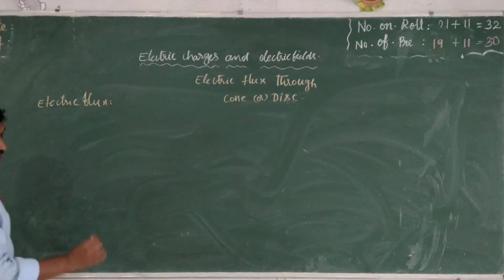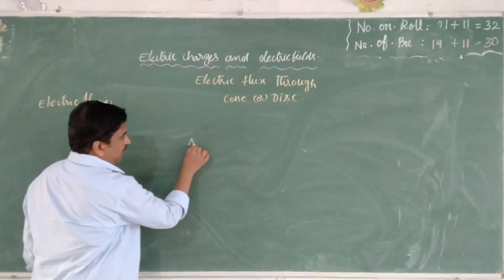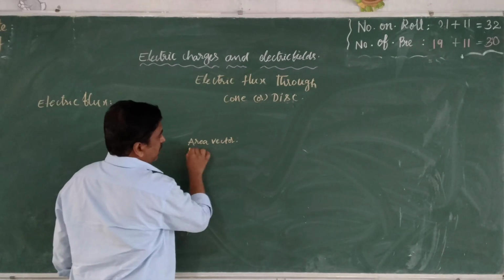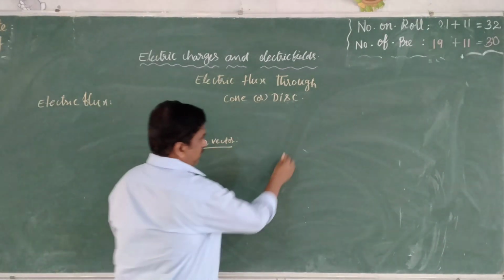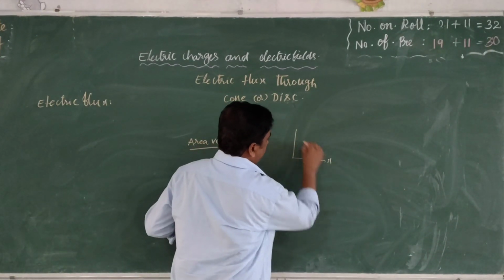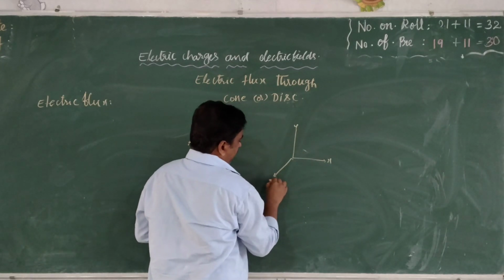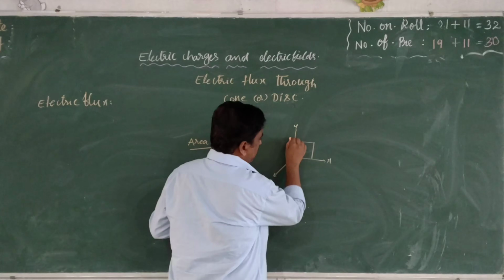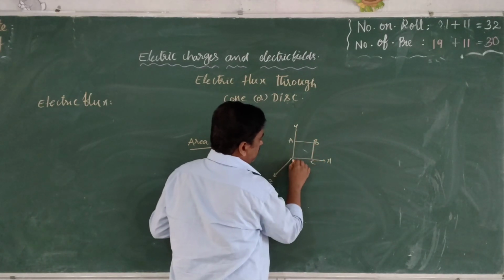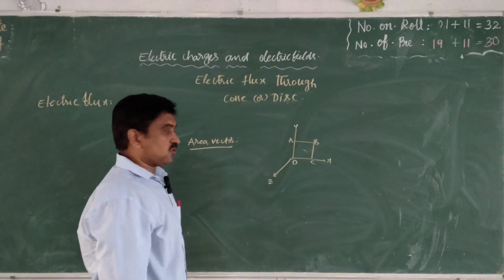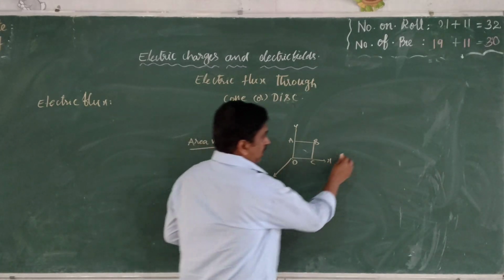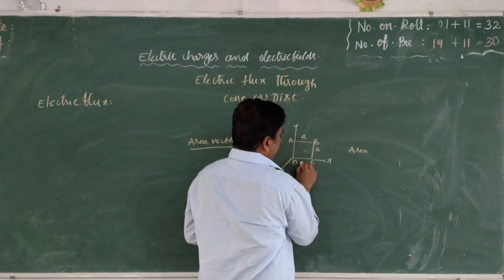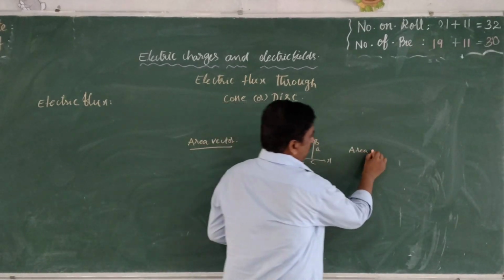Before that, we discuss the area vector. For example, here we can take the x, y and z axes, and there is a square. This is the square A, B, C, D. In lower classes we read area equals a square. For example, this length is a, so area equals a squared.